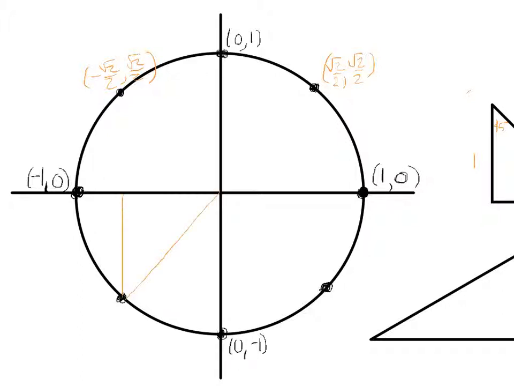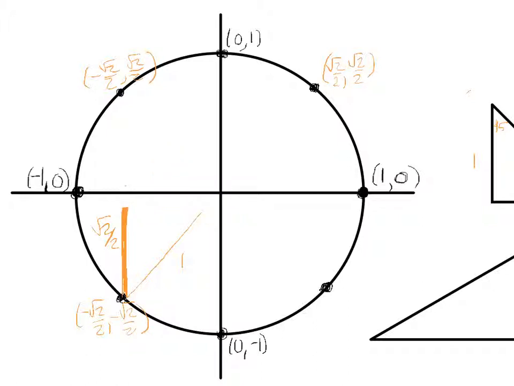And I'll go straight up. Remember, it's 1. This side's root 2 over 2, and this side's root 2 over 2. So then that means my x value is a negative root 2 over 2. And my y value is going to be root 2 over 2, but it'll also be negative because I'm in the negative quadrant for y.